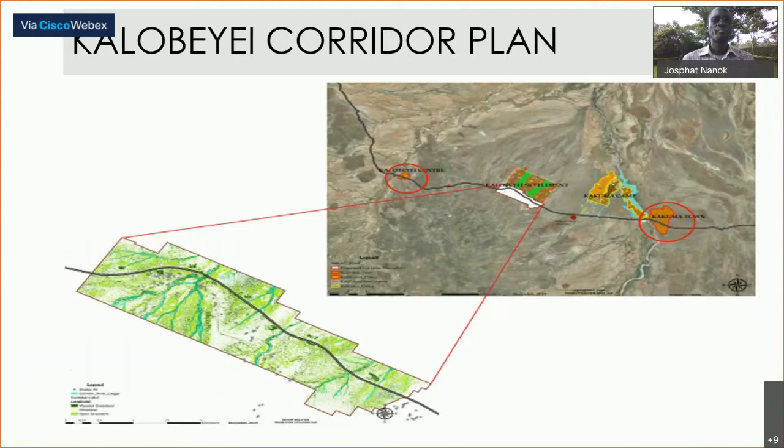I think Yuka has already talked about the corridor plan. There are many areas that are outside the core Kalobeye settlement, which we are going to be planning jointly to make sure that this growth has important hubs and investments can be secured. There is a ready-made market, not only within Kalobeye but the entire municipality and the rest of Turkana.